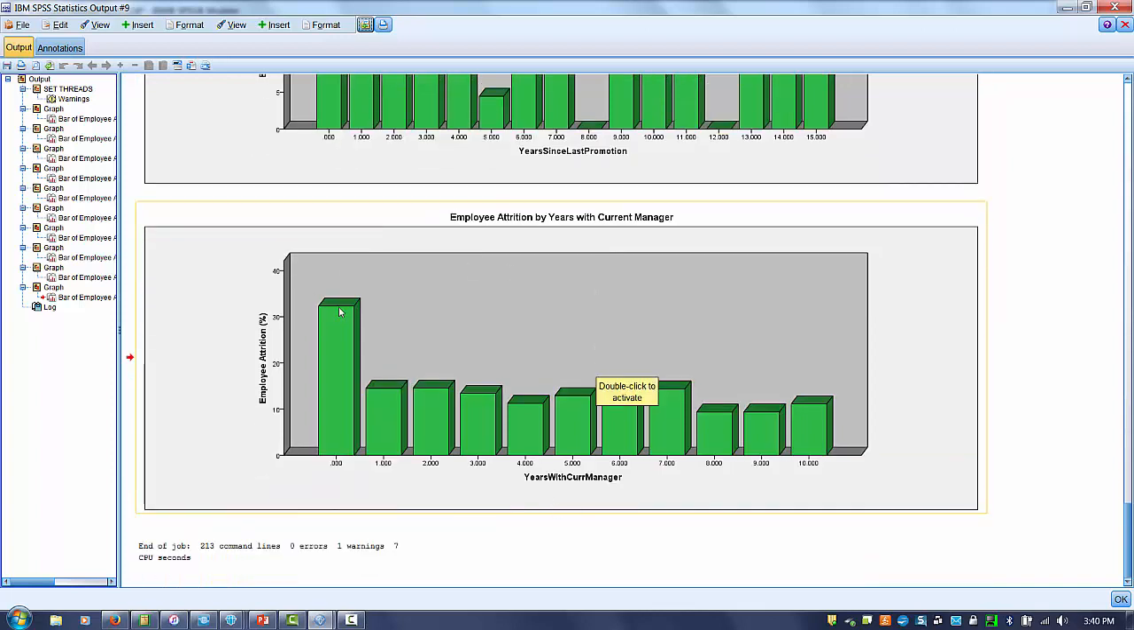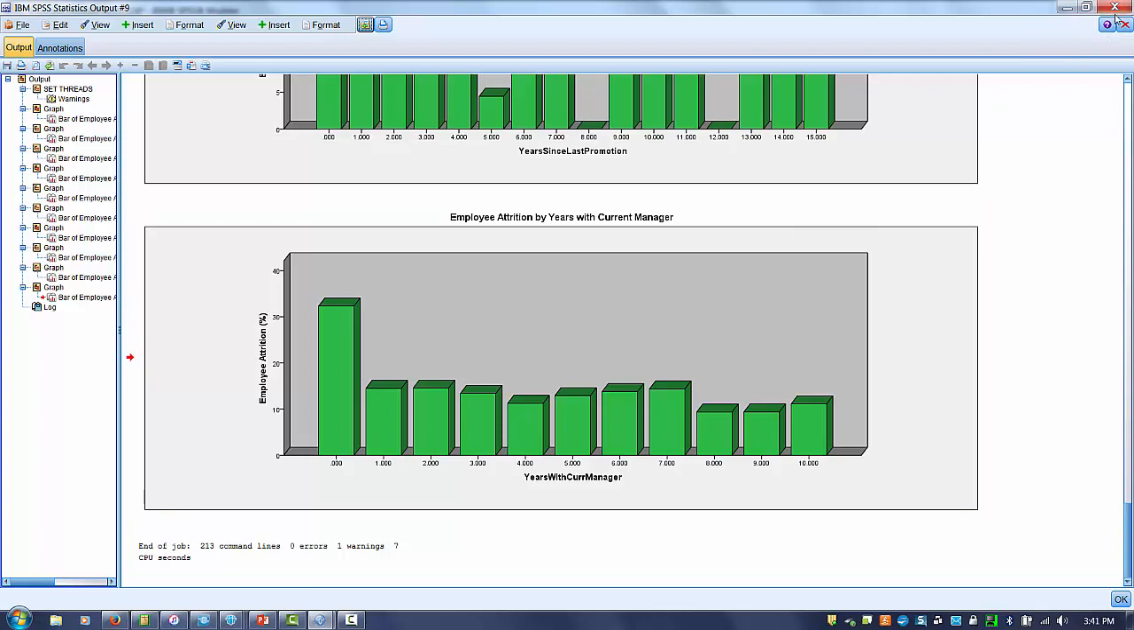And then this is interesting as well, the years with the current manager. Again, it's kind of like zero or some. So once you get over that first year of working with your boss, if you can live with them for a year, you can live with them for 10 years, I guess. So that kind of makes sense as well. That's some good information.